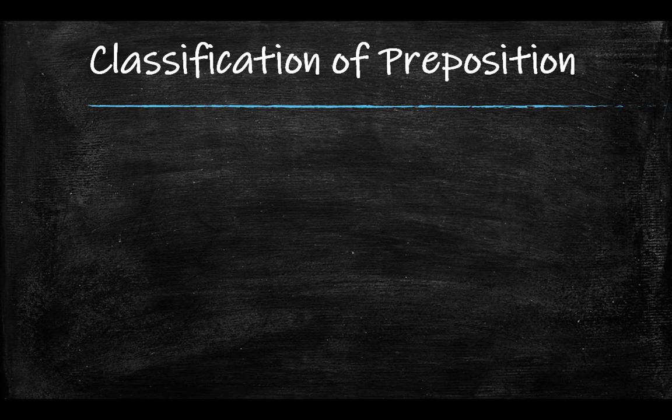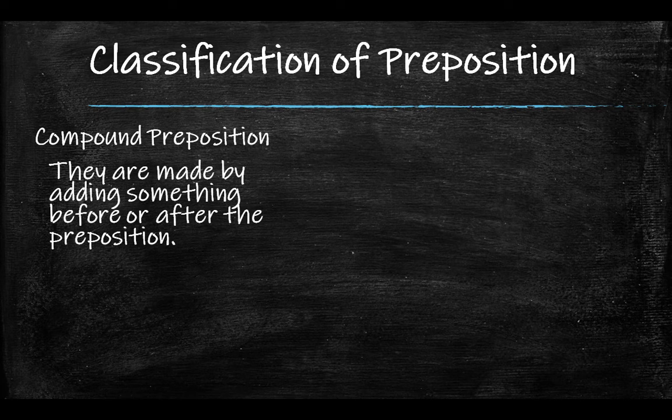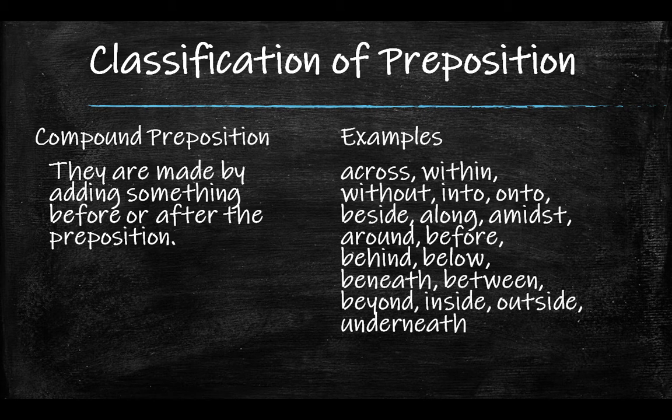As compared to the simple prepositions, compound prepositions are slightly different. They are made by adding something before or after the preposition. Now, there is one major difference between compound preposition and compound conjunction. In compound conjunctions, we had a combination of words functioning as a conjunction. In compound preposition, it's once again a single word, but that single word is actually made out of a combination of a couple of elements. Let's have examples.